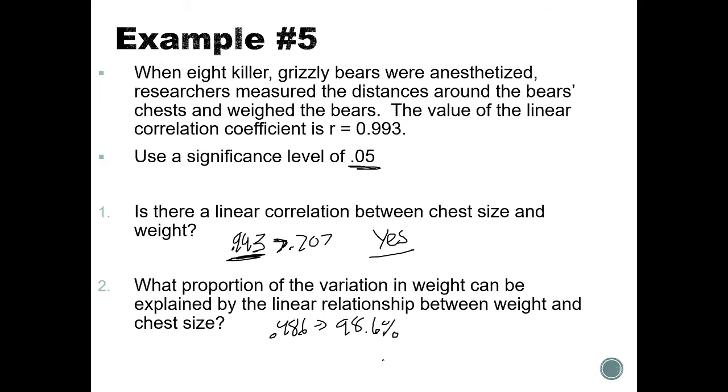But this says that 98.6% of the variation in weight can be explained by the size of the bear's chest. So if I have 2 bears and they have different weights, and you ask yourself, well, why do these 2 bears have different weights? Well, 98%, we'll just say 97 here because it's going to get tiresome saying that. 97%, rounding, that'd be 99%. So 99% of the difference in weight can be explained by the fact that those 2 bears have different chest sizes.